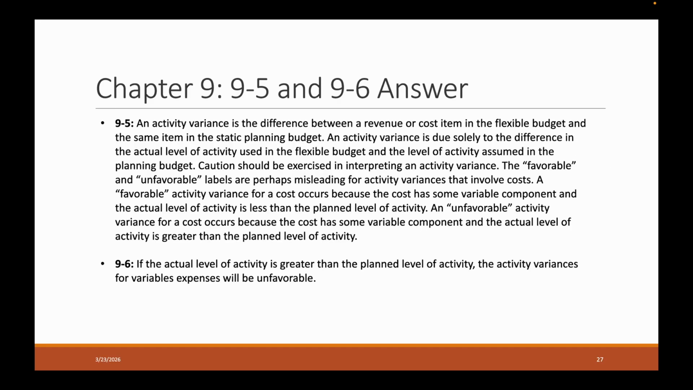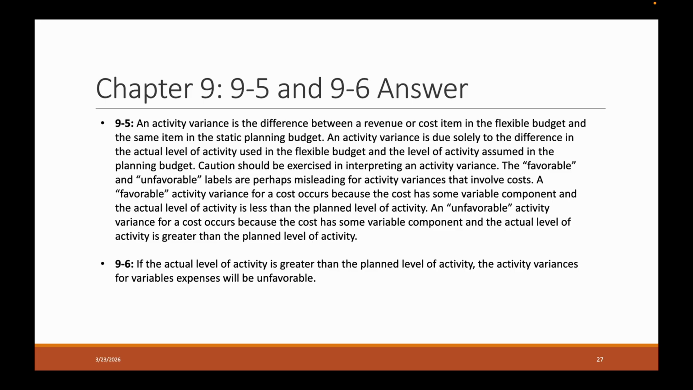All right, 9-5. An activity variance is the difference between a revenue or cost item in the flexible budget and the same item in the static planning budget. An activity variance is due solely to the difference in the actual level of activity used in the flexible budget and the level of activity assumed in the planning budget.